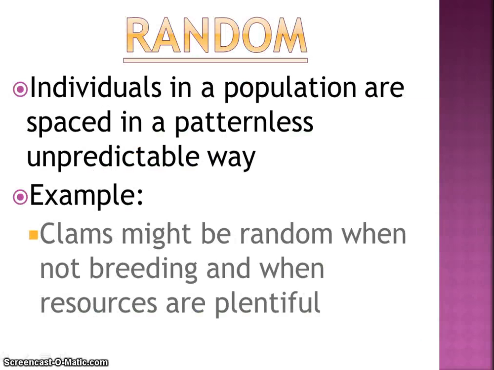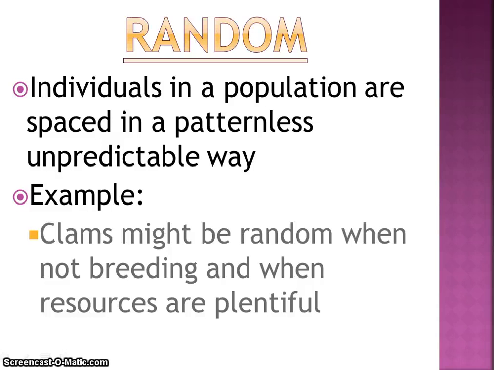Random is the least common pattern in natural populations. This is when individuals in a population are spaced in a patternless, unpredictable way. In order for an individual to be randomly distributed, two things must be met. First, the presence of one individual can in no way affect the location of another. And second, environmental conditions must be more or less the same throughout an area. And both of these are very rare to have occurred.